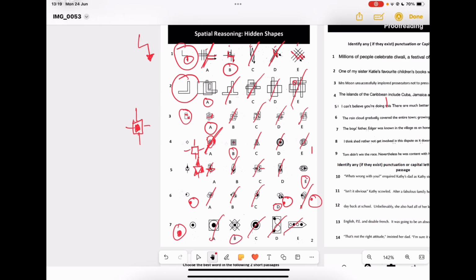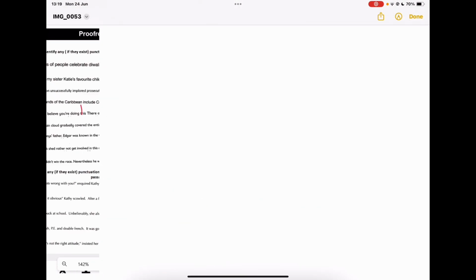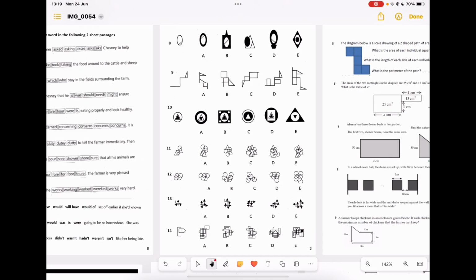Okay, so next, let's move on to question 8. You can see we have an oval with a diagonal line at the bottom. So that means that it could be rotated. And fairly simply, we can see that A is going to be the answer because it's been rotated 180 degrees to become this. So we can cross out B, C, D, and E, and our answer is A.